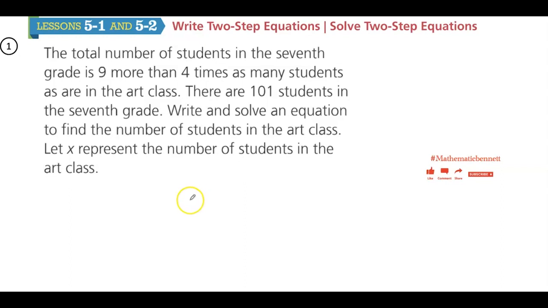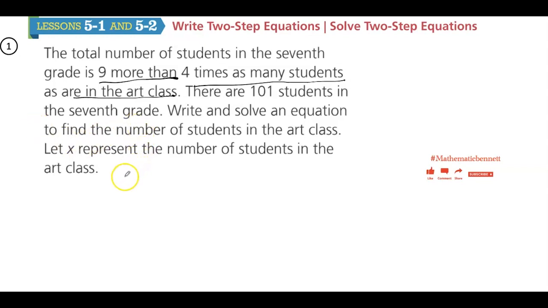The total number of students in grade 7 is 9 more than 4 times as many students that are in art class. There are 101 students in grade 7. Write and solve an equation to find the number of students in art class. Let X represent the number of students in art class.